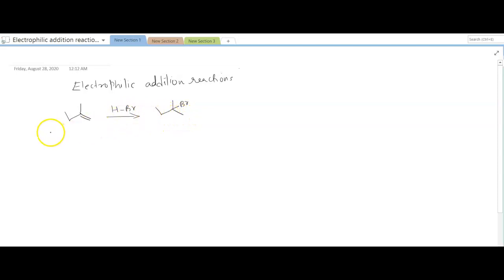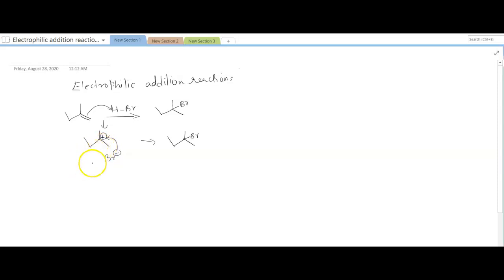Now the mechanism, if you recall, is where the first step is the electrophilic addition of a hydrogen atom, with formation of a carbocation. The carbocation forms at the more substituted carbon, and in the next step, the Br minus attaches itself to the more substituted carbon to give your final product. Okay, so this is how the mechanism is explained: formation of a carbocation at the more substituted carbon atom.